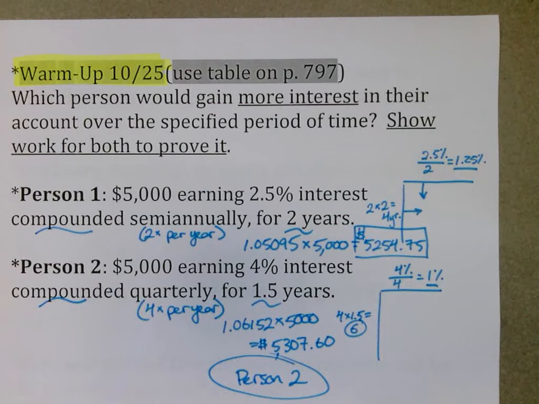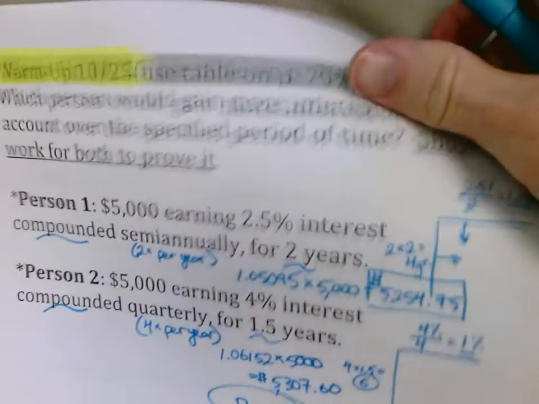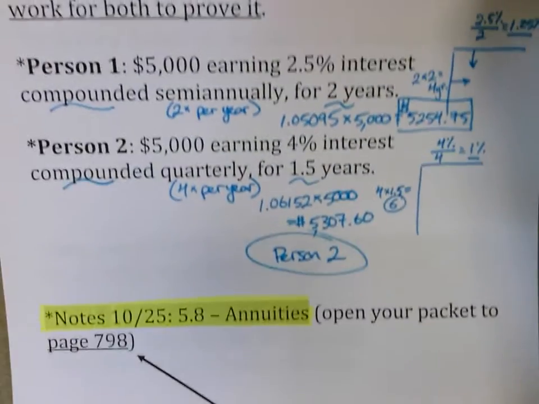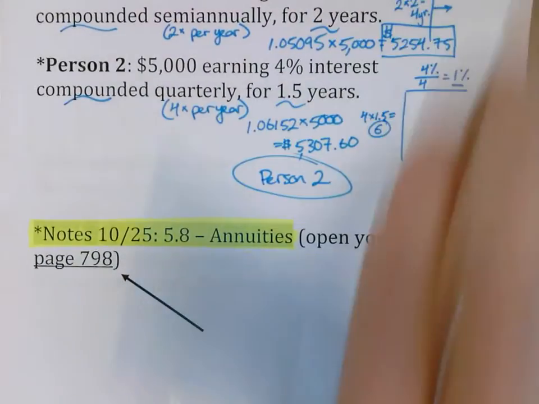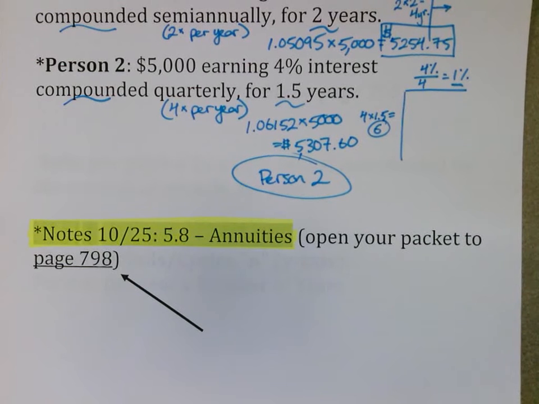Okay, moving on from the warm-up. We're now going to take a look at our notes for the day, which is going to be our last section of Chapter 5. So once again, make sure that you have this label copied down exactly like this, Notes 1025. The section is 5.8, and the topic is a new word for us, which is annuities.